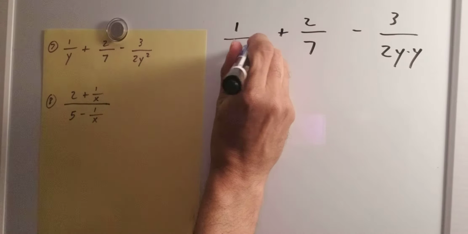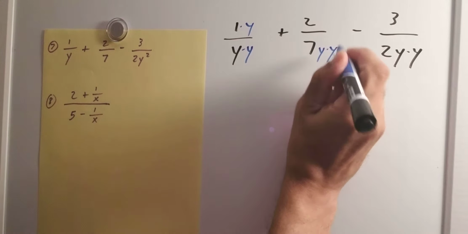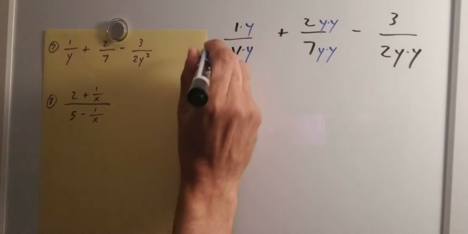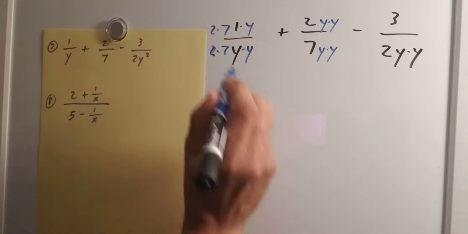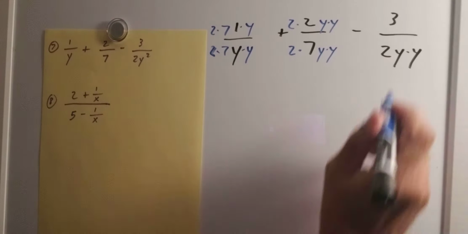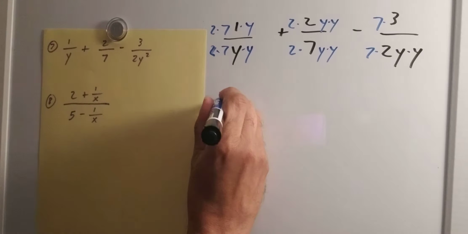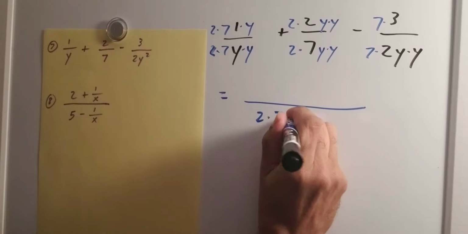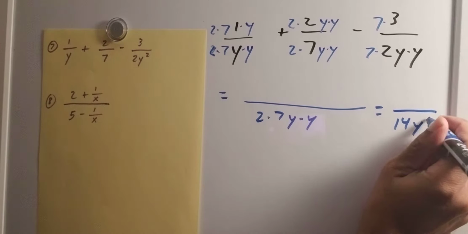Okay, this one's missing a y. This one's missing a y squared. Now the first one is missing the 2 and the 7. This one's missing the 2. And the last one's missing the 7. You have all denominators common. It's going to be 14y squared.